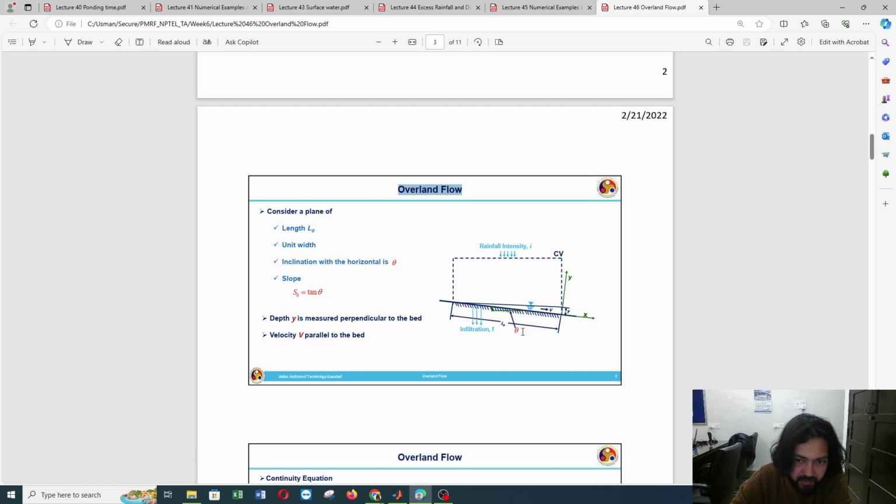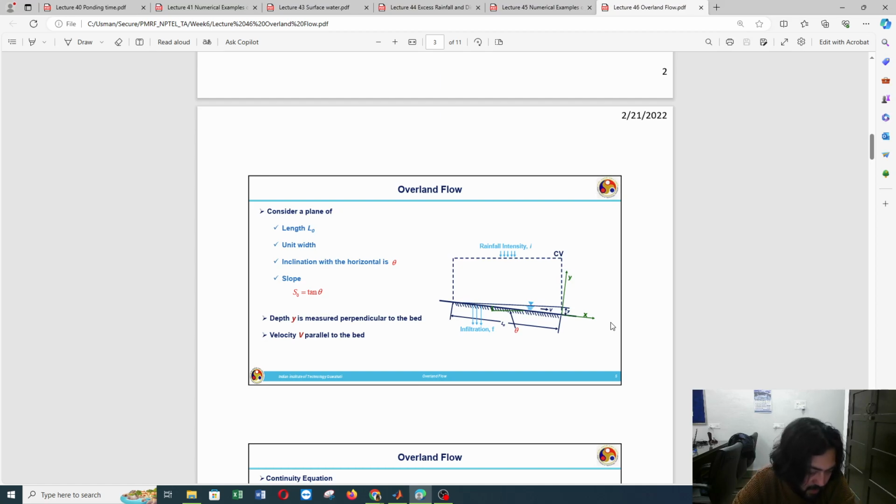The first component that we are going to take is theta. What is theta here? Theta is the angle between the ground surface and the horizontal, right? The next term is y. What does y represent here? Y is the overall depth of flow, which is perpendicular to the ground. The next term is x. The x here is the 1D flow direction, which is parallel to the ground surface.